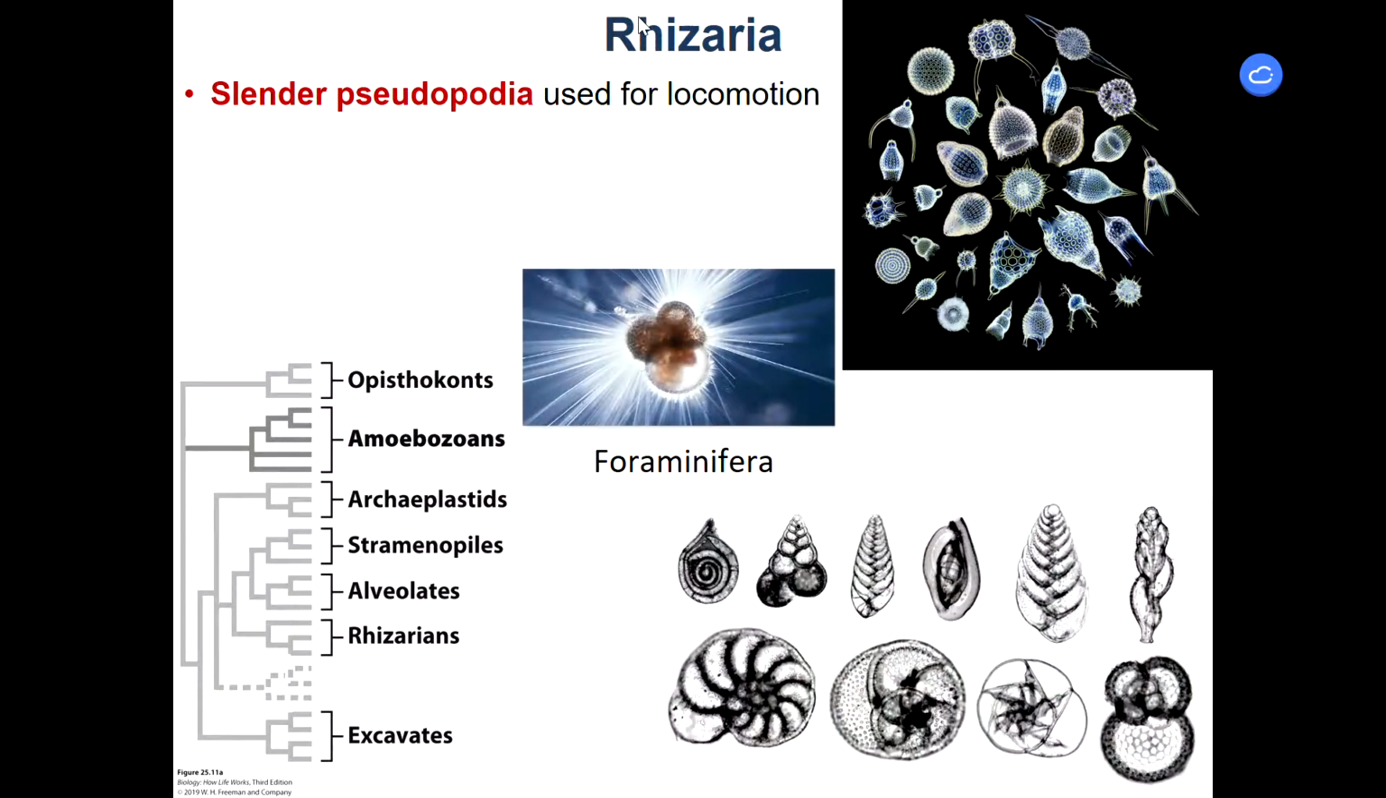Next we have Rhizaria, and their defining characteristic is they have very slender pseudopodia used for locomotion. A lot of these have a hard outer shell, usually made of silica, just like diatoms. You can see here their slender pseudopodia sticking out. You can see them sticking out in these fossilized groups, and it helps them with locomotion. So in amoebozoa, it's a big fat pseudopodia. In Rhizaria, it's a very slender, delicate pseudopodia.